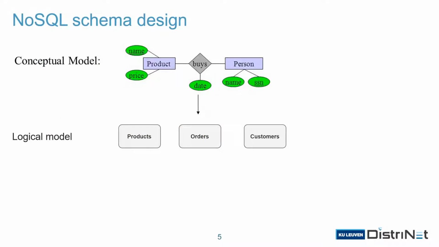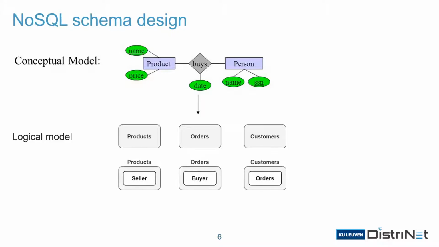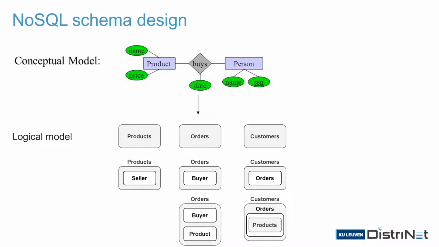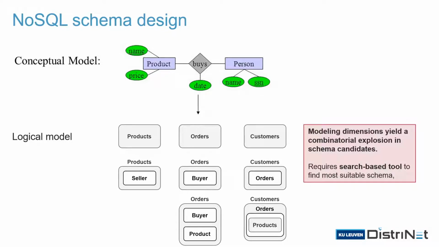We could, for example, demonstrate this with a user buying a product. Initially we could have the normalized case where we have products and customers separated in single tables. But we can, for example, start grouping data together, seller information along with the product record. Orders could include the buyer's information. A customer record could include all its orders, and so on and so on. So it quickly becomes quite exponential in the amount of combinatorial solutions we can check. And so modeling all of the potential solutions really requires a search-based tool to find the most optimal schema.